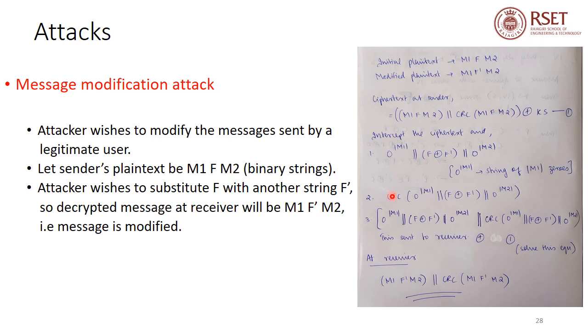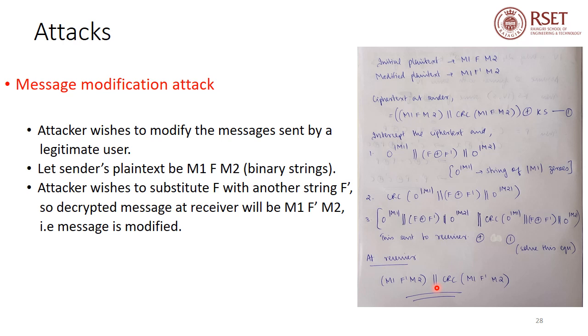Now in the second step, a CRC of this modified string is generated, and in the third step the attacker will concatenate together this new string and the CRC of the new string, and then finally XOR it with equation 1, that is whatever ciphertext the attacker has intercepted from the message. This full ciphertext will be XORed with the new string that the attacker has created. And if you solve this equation 3, it is found that it will be of this form, that is M1 F dash M2 concatenated with the CRC of M1 F dash M2.